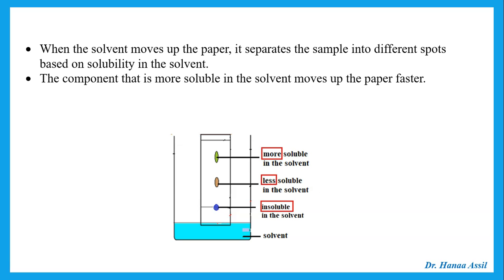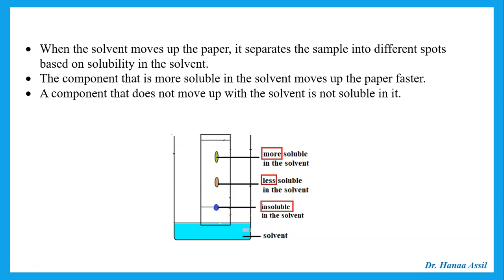So the component that is more soluble moves up the paper faster. The component that does not move at all is not soluble in the solvent.